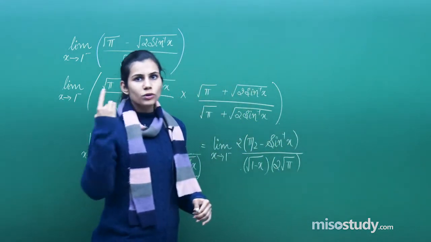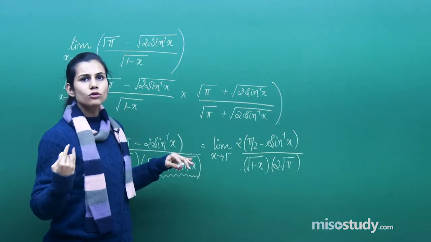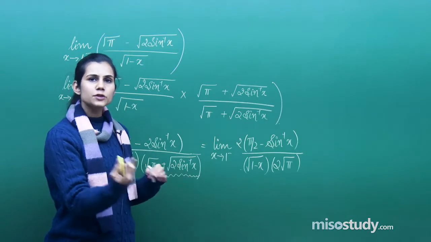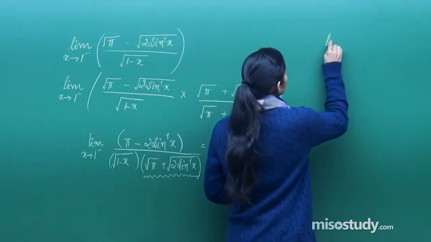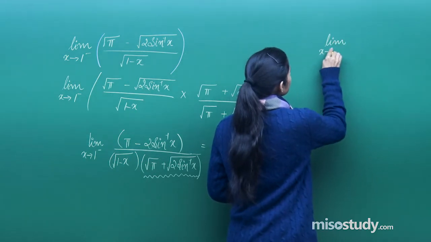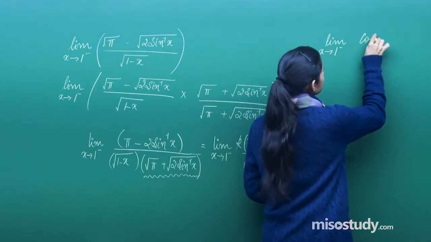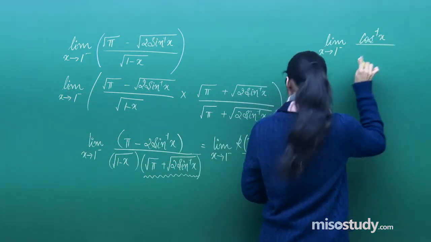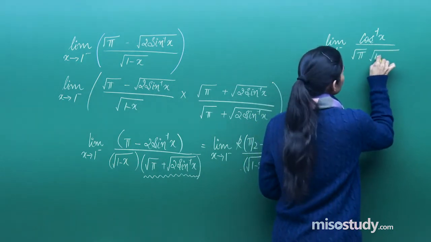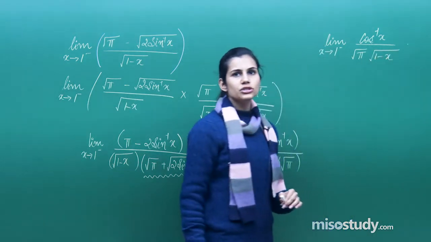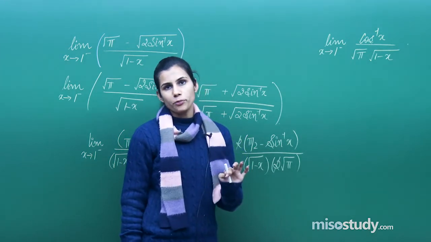Something very direct to click after this step. Okay, it's pi minus 2 sin inverse x. If you take out 2 common, you will get pi by 2 minus sin inverse x, which is cos inverse x. So, this 2 gets cancelled out. You are left with limit x approaches to 1 from the negative, pi by 2 minus sin inverse x gives you cos inverse x whole upon root pi into root over 1 minus x. Now, the moment you reach this stage, a simple substitution is going to solve all your problems.